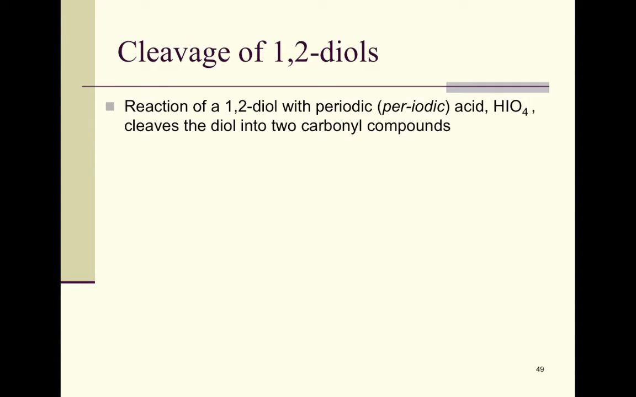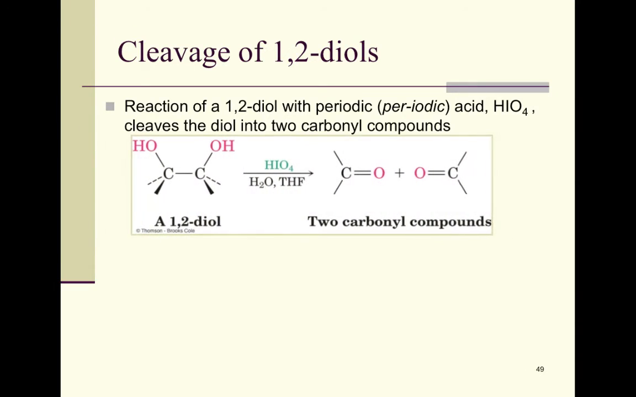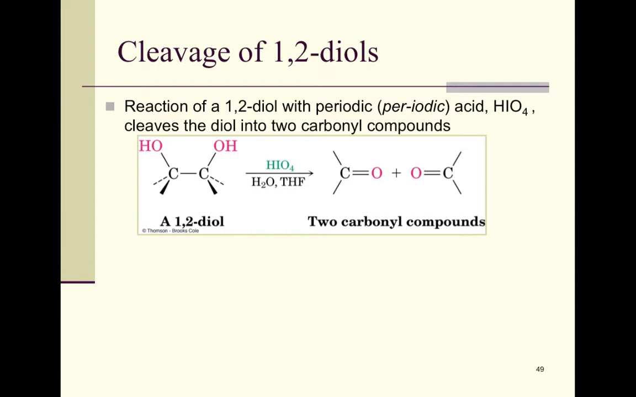Cleavage of 1,2-diols. The reaction of a 1,2-diol with periodic acid cleaves the diol into 2 carbonyl compounds. In this case, we have a cleavage reaction that doesn't involve a carbon-carbon double bond. This is specifically when we have 2 OHs, and we do have a breaking right here. We cut it right here, and we make 2 carbonyl compounds.